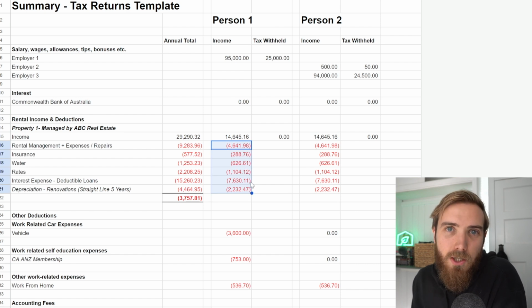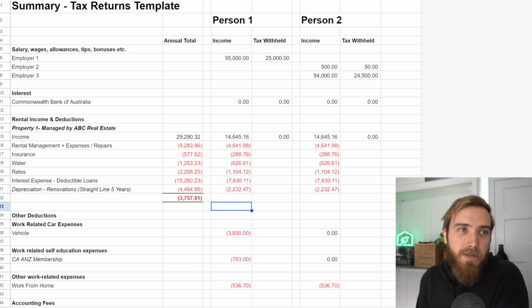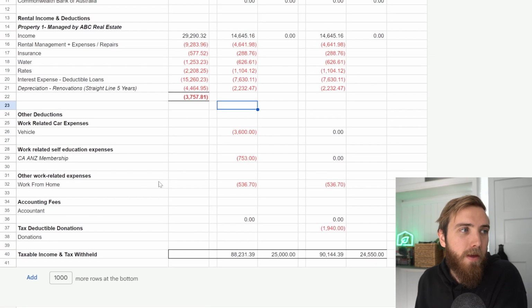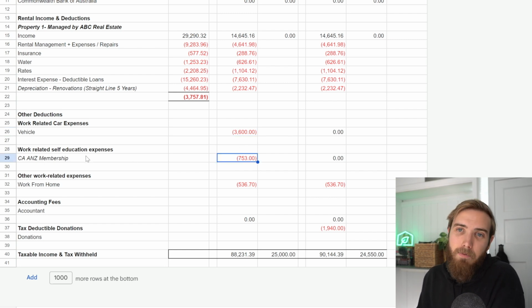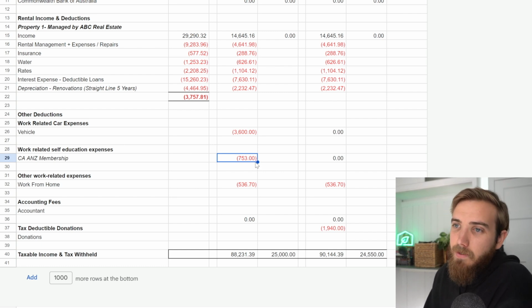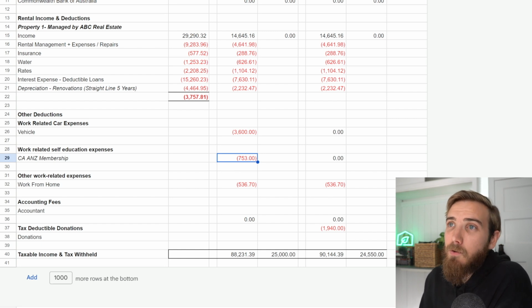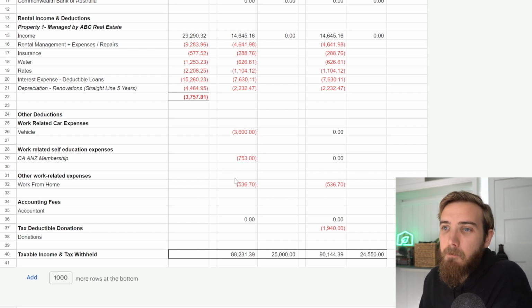the allowable deductions. As I scroll down on screen, you can see that there are other expenses here that you can then claim against your personal income. So this person may drive a vehicle for their work and claim a deduction based on the kilometers they've driven. Then they might have, this is my example where I've got a membership. So I'm a member of CAANZ Australia. And so in that example, those fees would be deductible because that relates to the job in this example. And then you've got some work from home expenses and maybe some donations as an example.